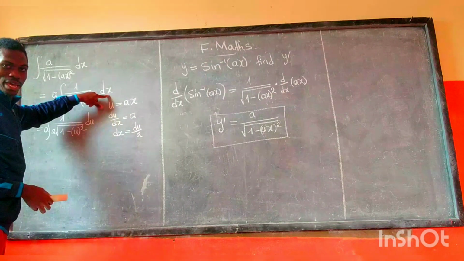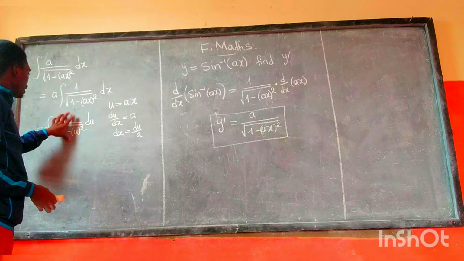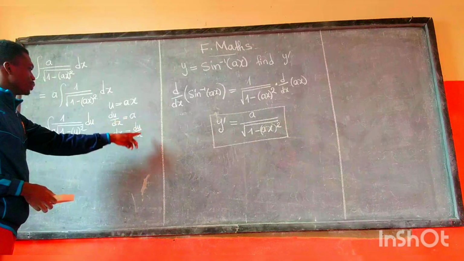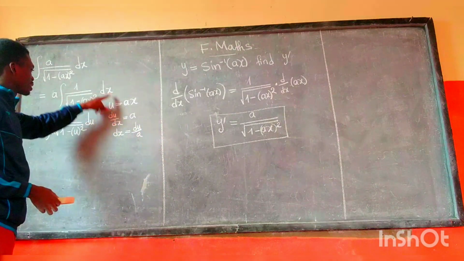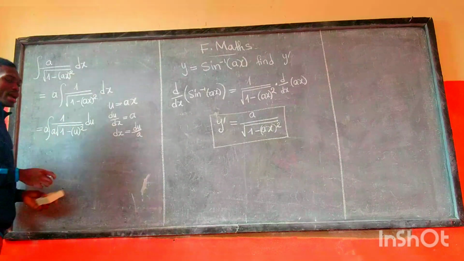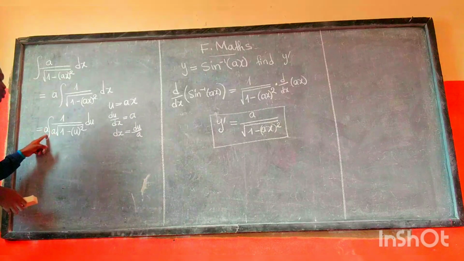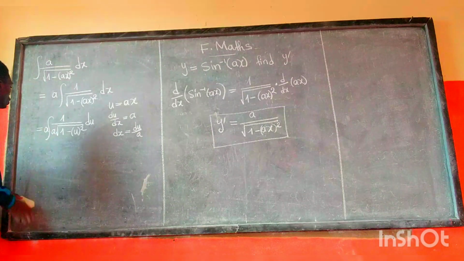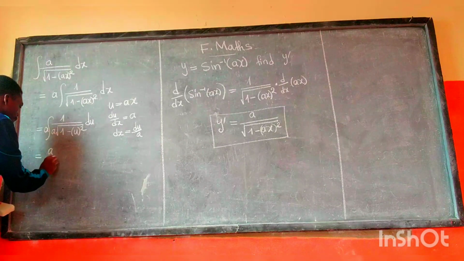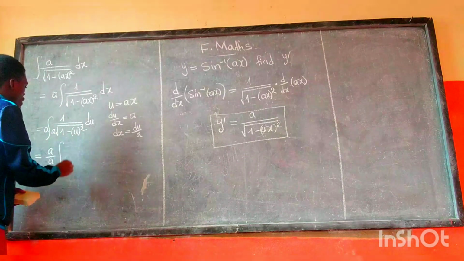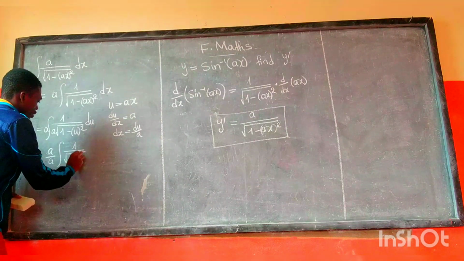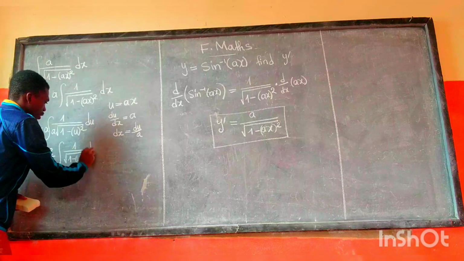Since I'm integrating with respect to u, dx is the same as du over a. So I'm replacing dx with du over a. And the next thing I will do is to send out the a as well. So I'm going to have a over a times the integral of 1 over the square root of 1 minus u squared du.